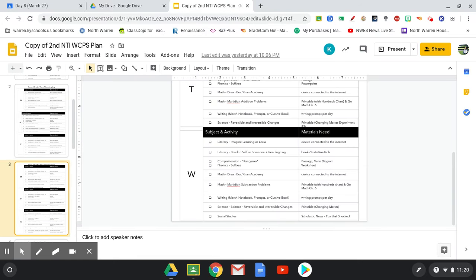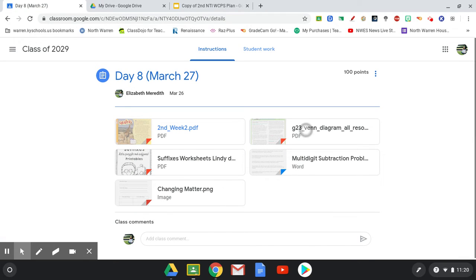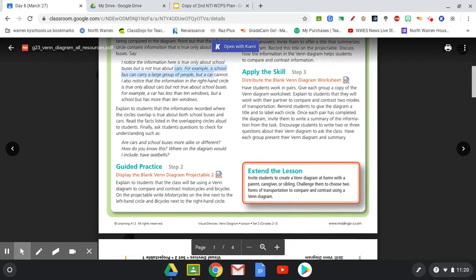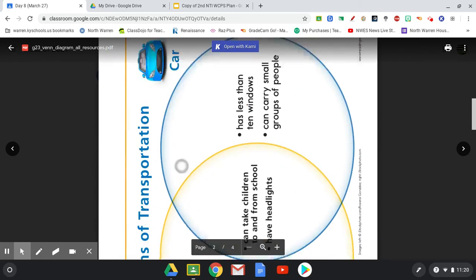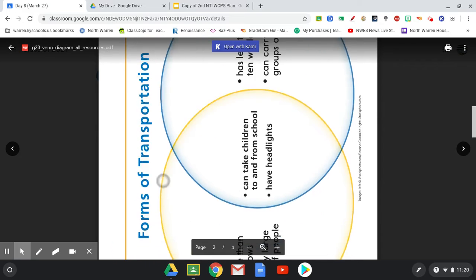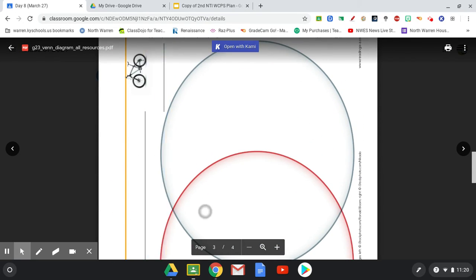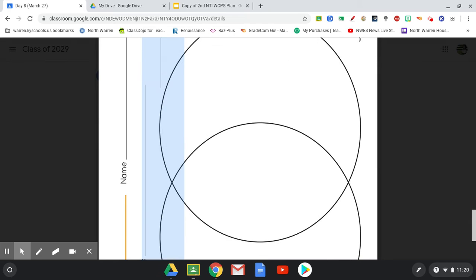After you finish that, you are going to be doing a Venn diagram. And so this first part is just teaching you about a Venn diagram. Okay. It gives you an example of a bus versus a car. And then you are going to be doing a motorcycle versus a bike. And then this back one, this one's going to be blank. We might use that a little bit later. You might be comparing and contrasting to baby mammals, okay?